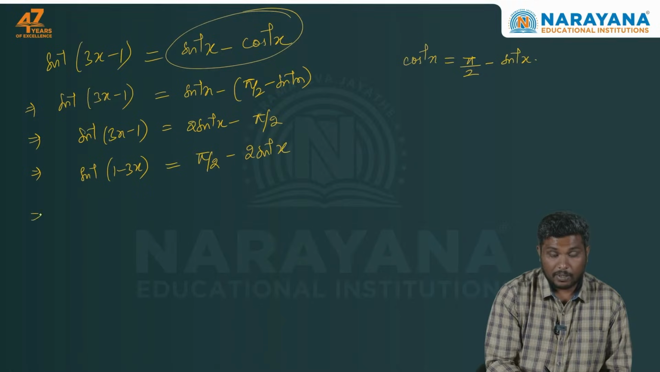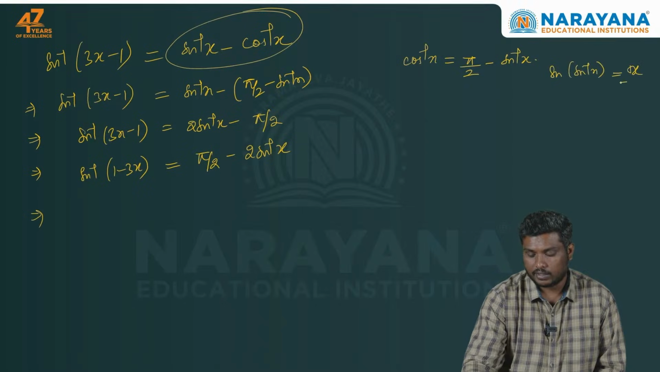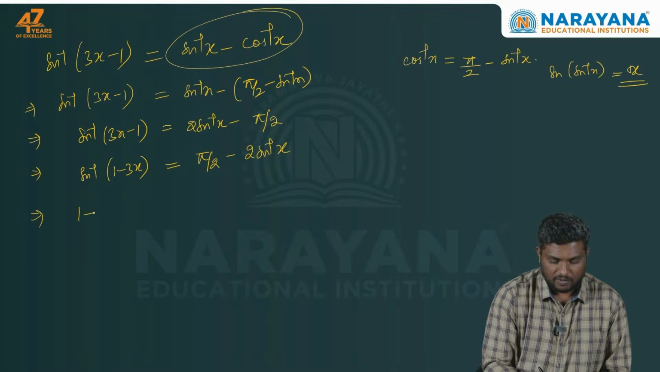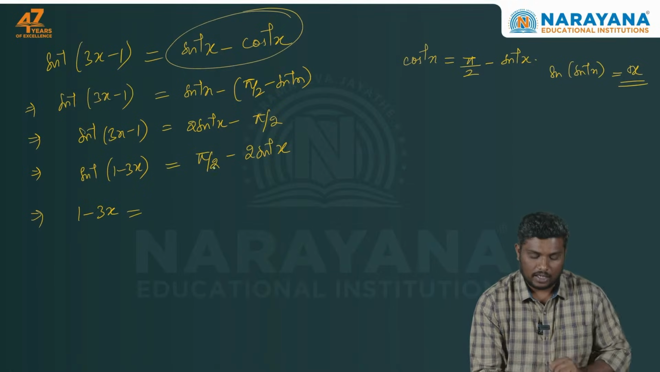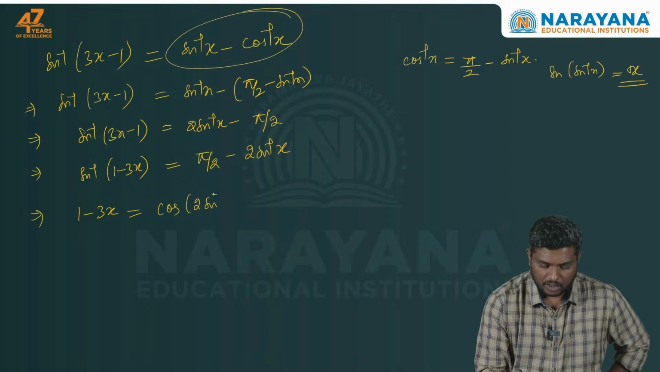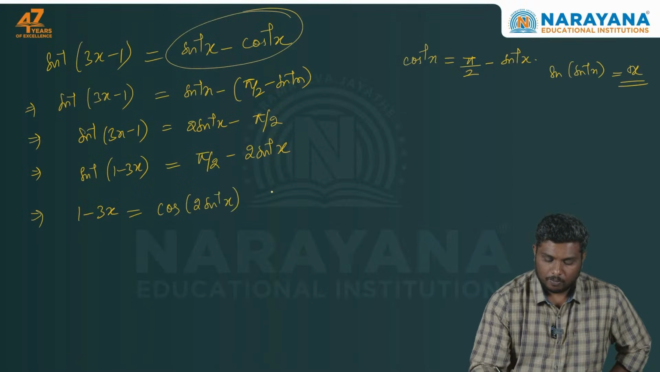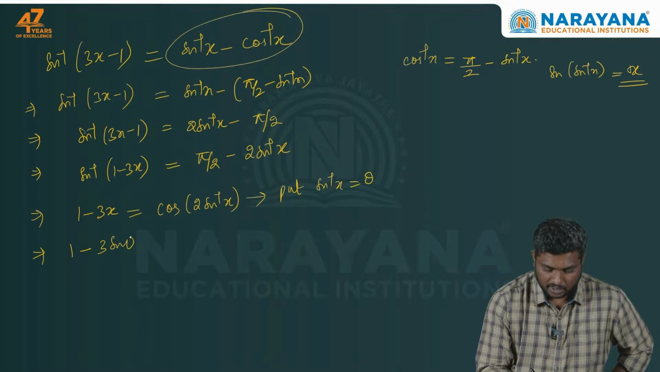So guys, I will just apply sin on both sides. Sin of sin inverse x. What is sin of sin inverse x? For all the values in the domain it will be x. So this will be 1 minus 3x, which is equal to sin of pi by 2 minus theta, or pi by 2 minus anything will be cos. So cos of 2 sin inverse x. Now if you take sin inverse x is equal to theta, this becomes 1 minus 3 sin theta is equal to cos 2 theta.